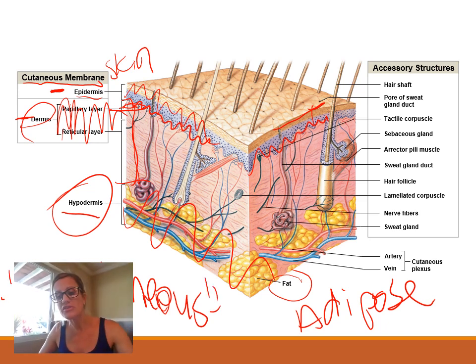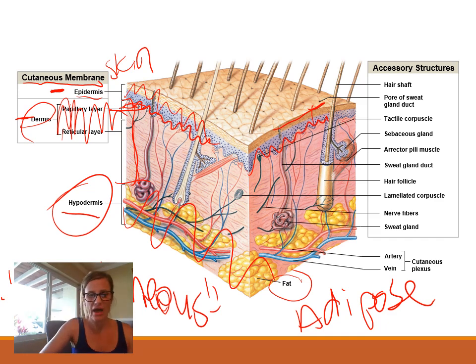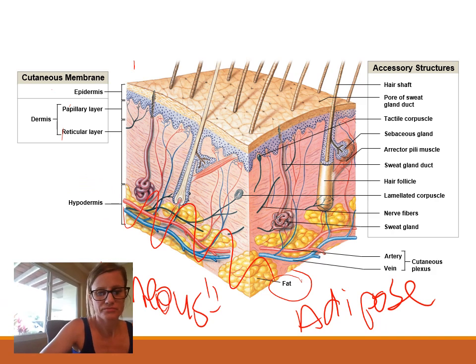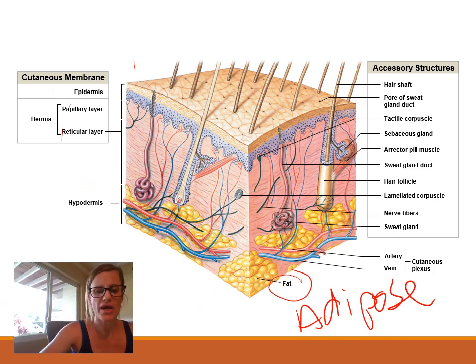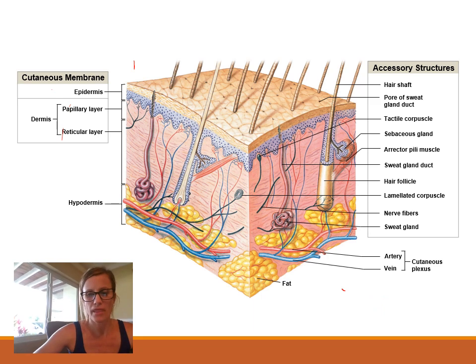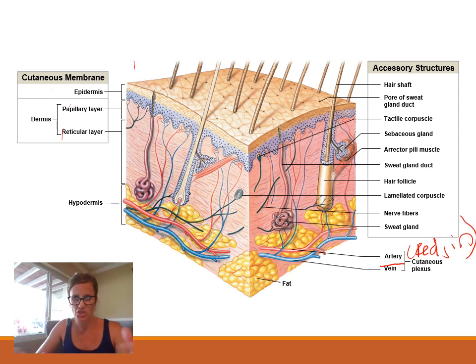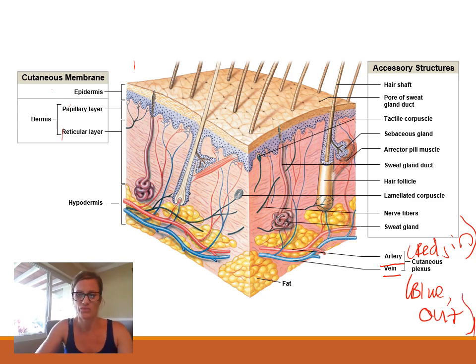And then over on the other side of the picture, we have a lot of our accessory structures. Now, one thing I do want you to notice is the blood flow. The blood is coming into the skin via arteries. So these red vessels that you see here bring blood in to the tissue. And then the veins are shown in blue. They bring the old, used up, deoxygenated blood out of the tissue.